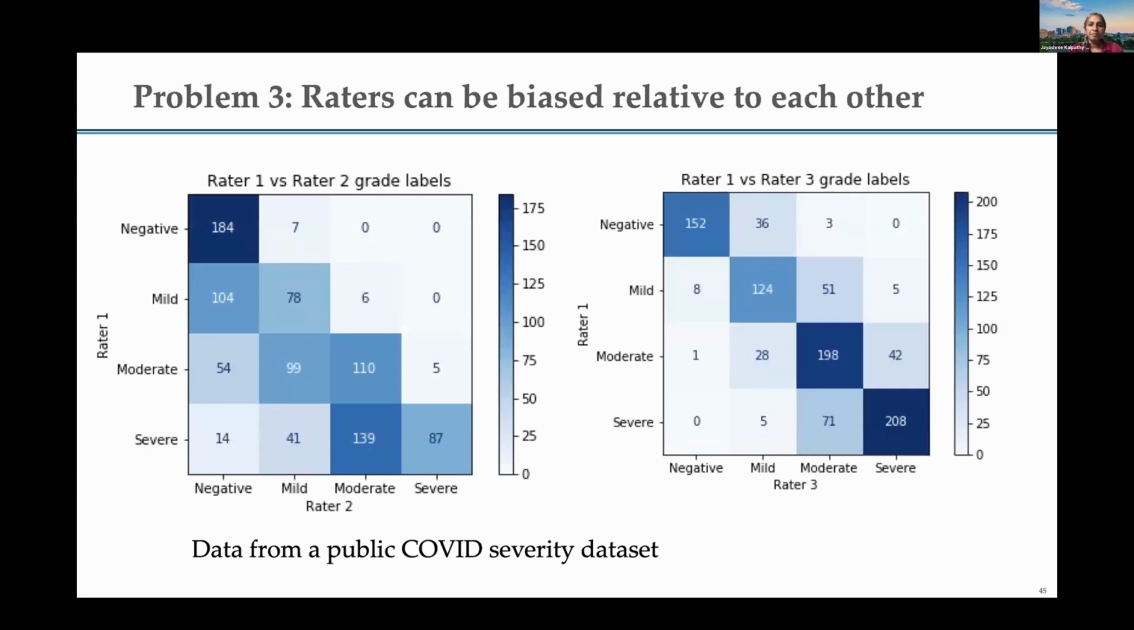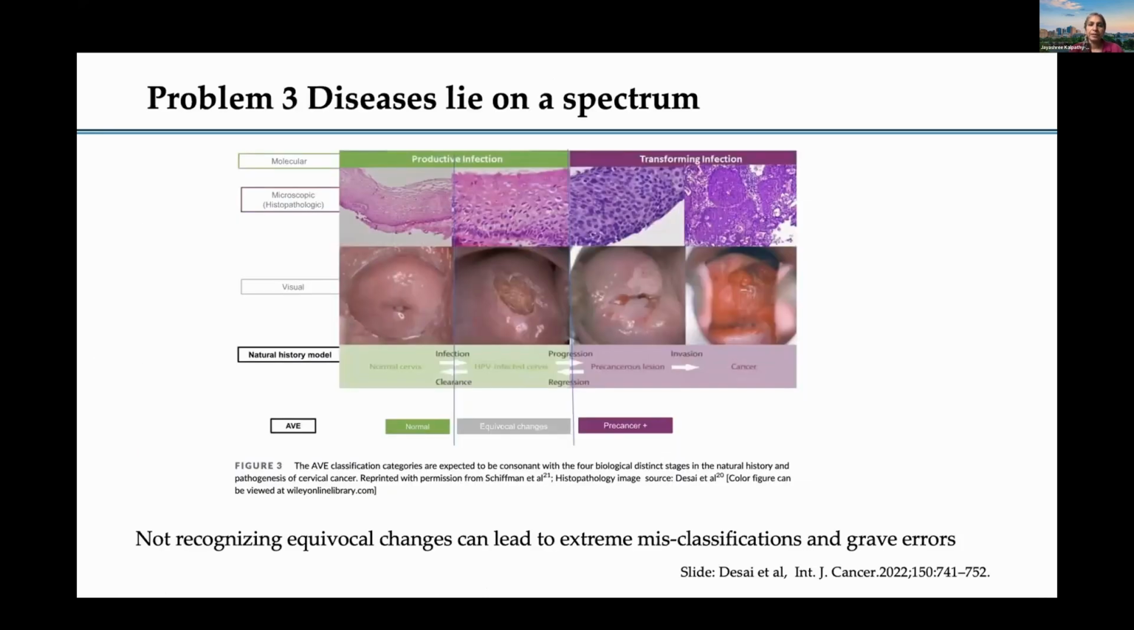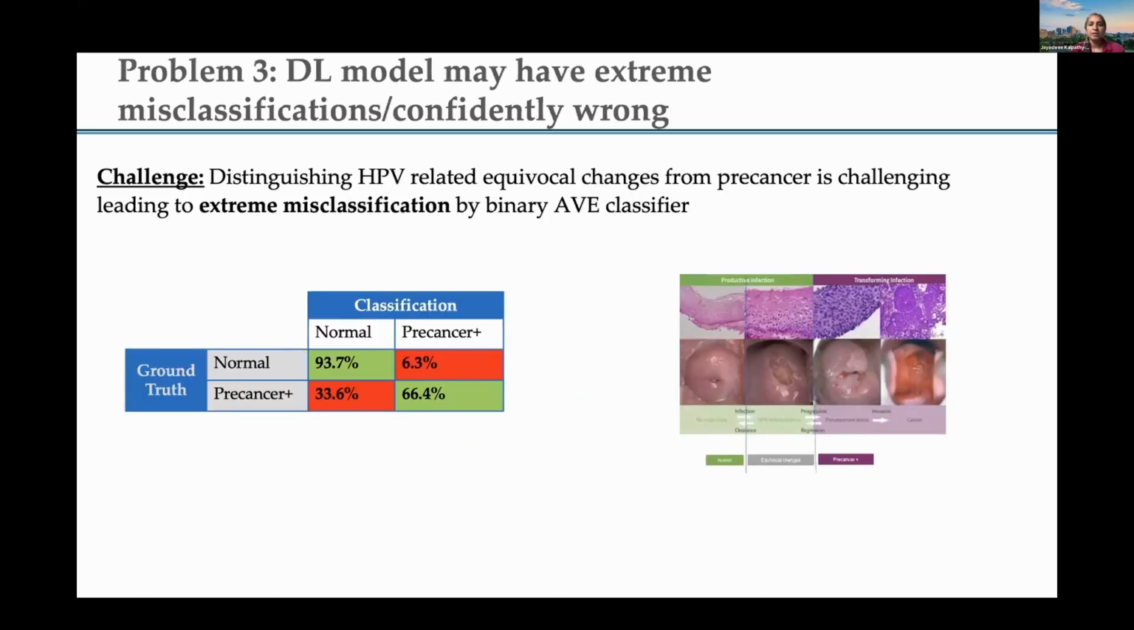In terms of the same problem manifesting itself, we've seen this in public data sets where if you have rater 1 versus rater 2, you can see they lie on one side or the other of the diagonal. So in addition to raters being along a spectrum, the disease itself can be along a spectrum. And if you don't respect that nature of the disease and try to say everything is binary, perhaps you run into this issue of flip-flopping and grave errors.